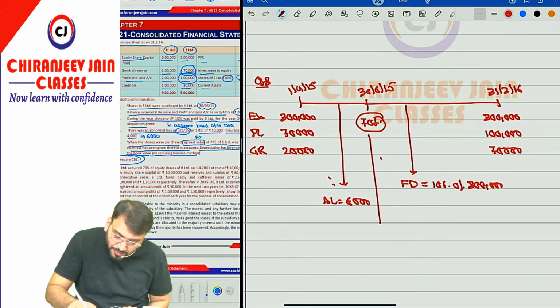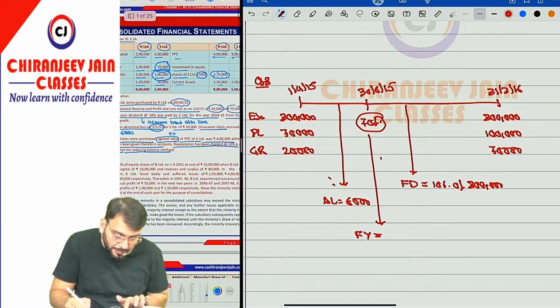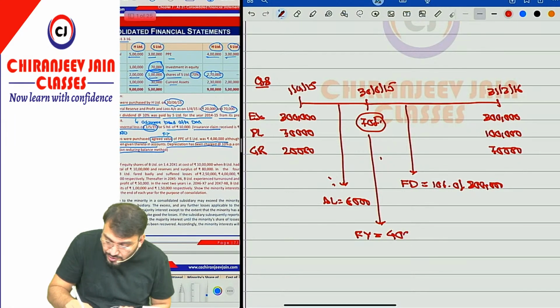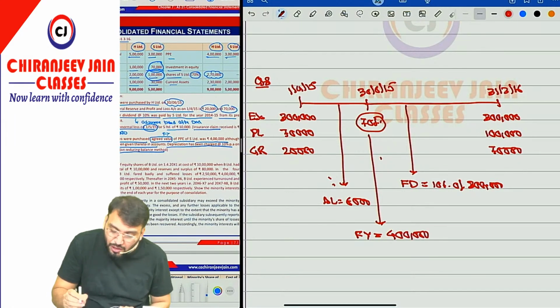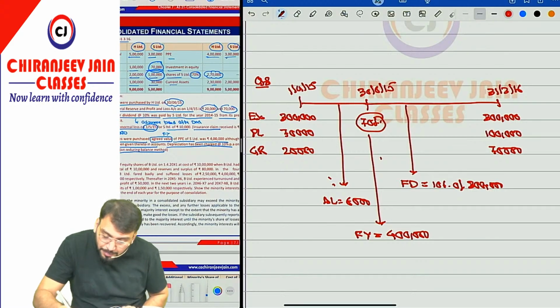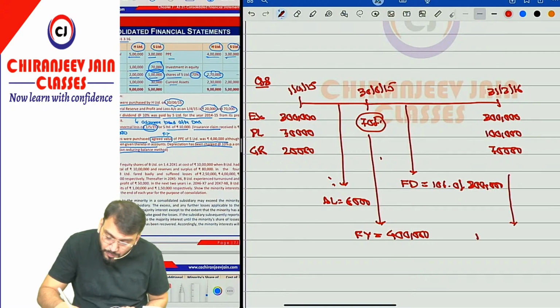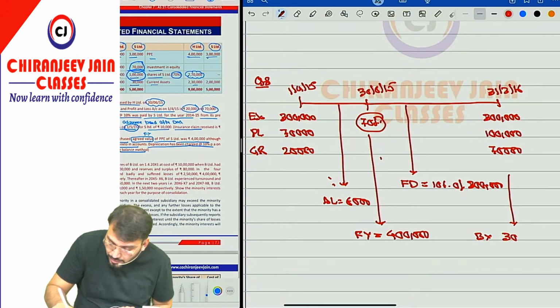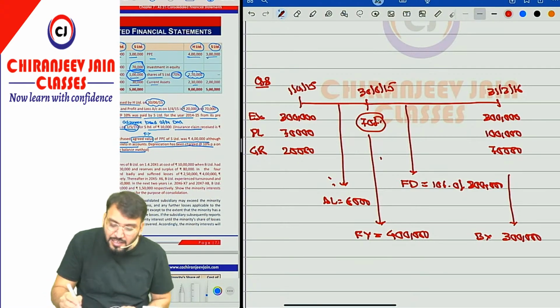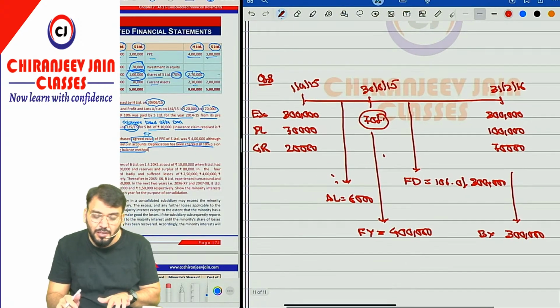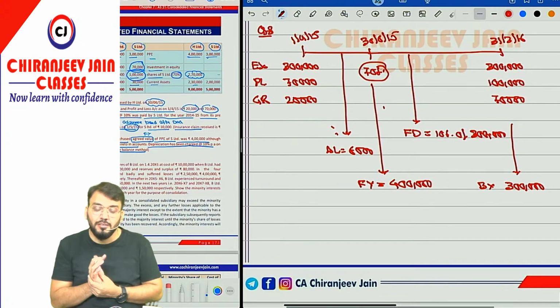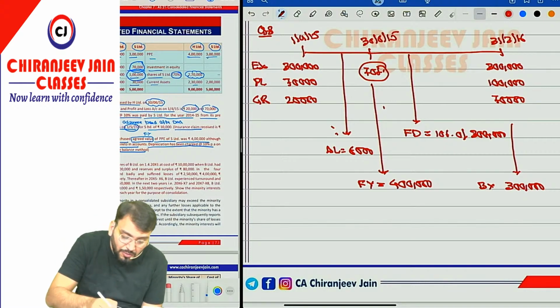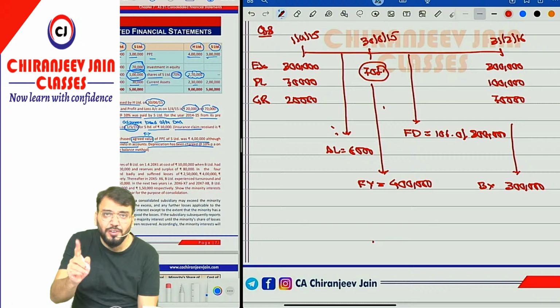On this date, what is the fair value? Fair value of PP they have given as 4 lakh. But you can see the book value as on this date is not given. However, the book value of PP is given from the balance sheet, which is 3 lakh. These are all the information. Understood? Any doubt? Now, in this question, first we will do the fair value adjustment.